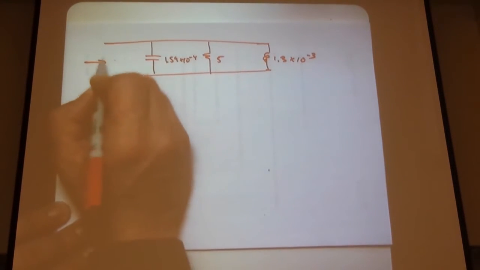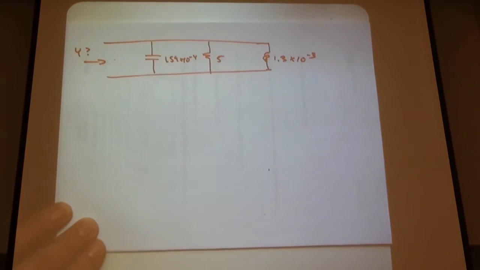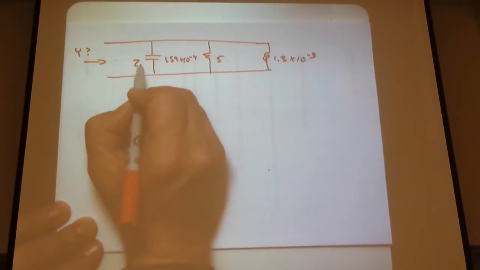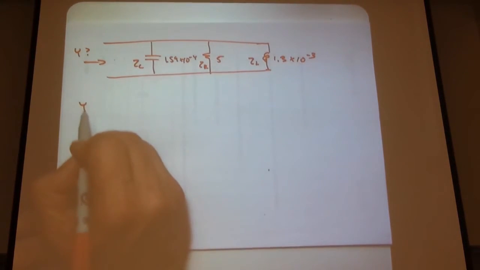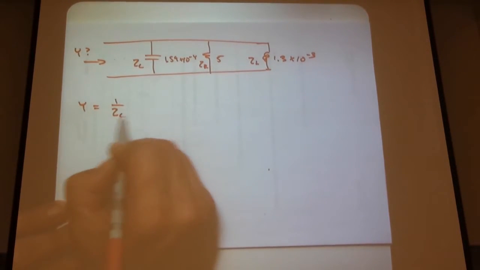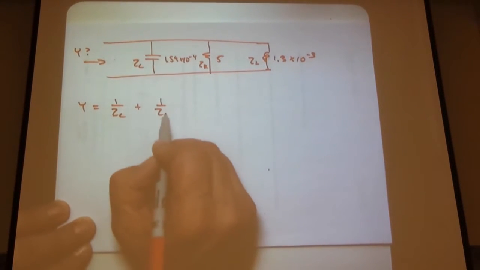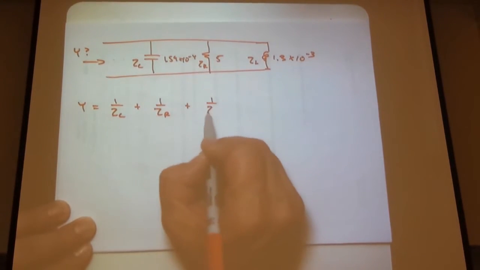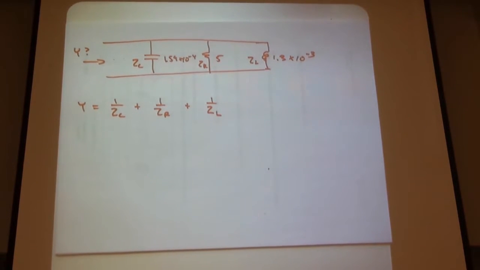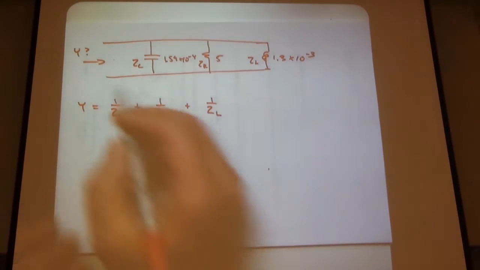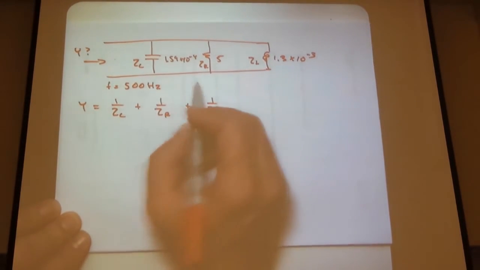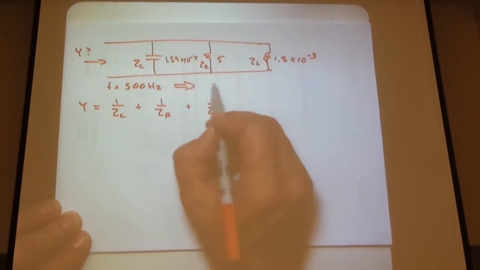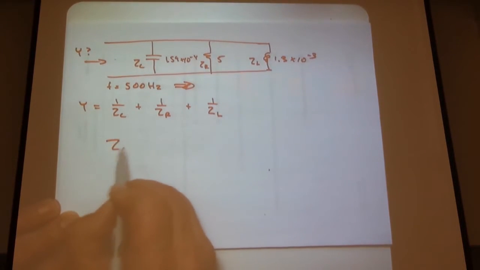So, if we want to find the admittance looking in, Y question mark, well, this winds up being a ZC, a ZR, and a ZL in this case, and so Y is going to be 1 over ZC plus 1 over ZR plus 1 over ZL. Certainly, as part of this process, we do have to know what ZR, ZC, and ZL are, which means we need to know a frequency. If I say f equals 500 hertz, then ZC is what?